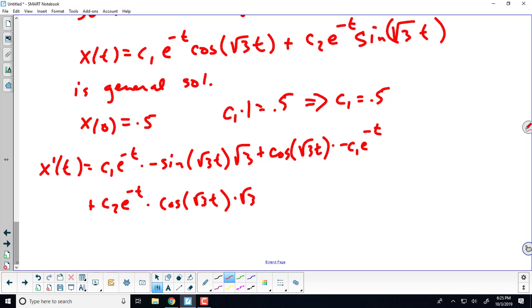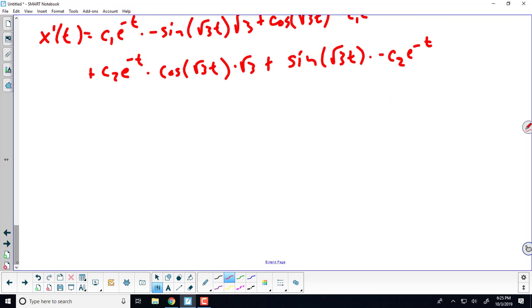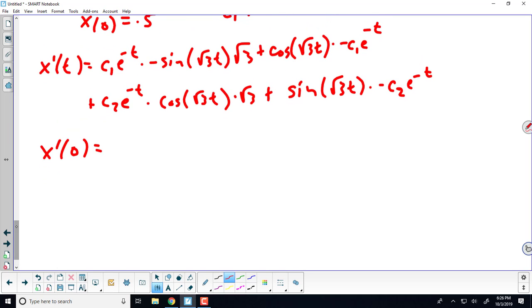So it's my first root of the second plus the second times the derivative of the first, which is minus c2 e to the minus t. So that would mean that x prime of 0 would be, the first and last terms vanish, and so we end up with minus c1 plus c2, right? Is that what we have? Check me on that.